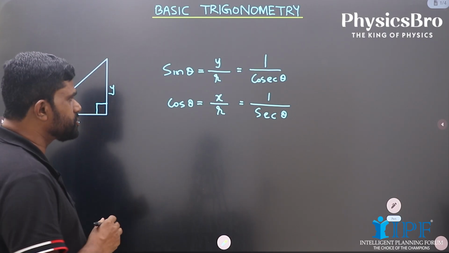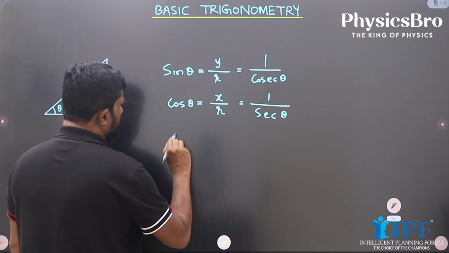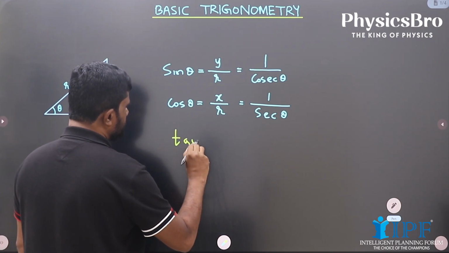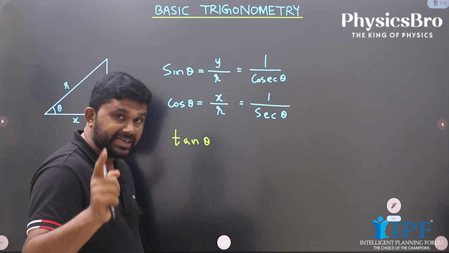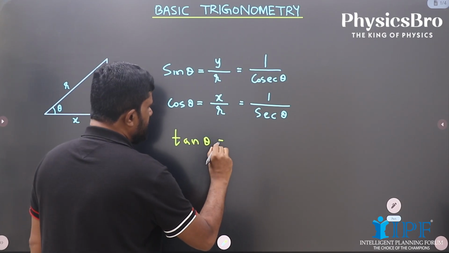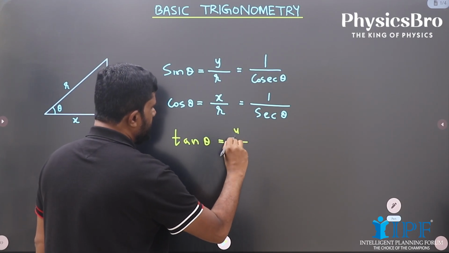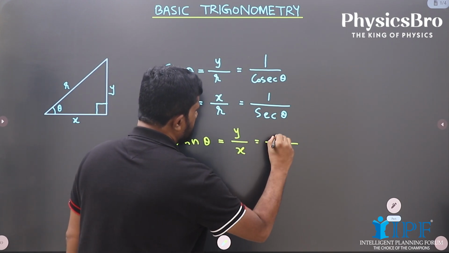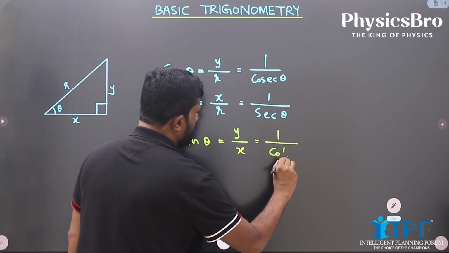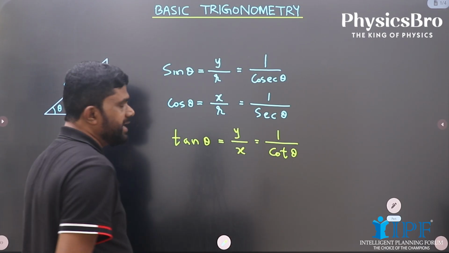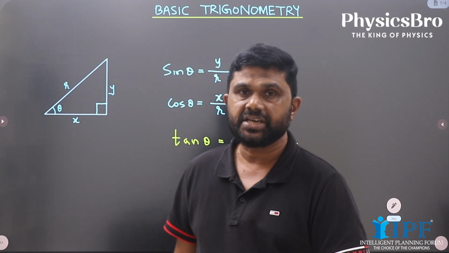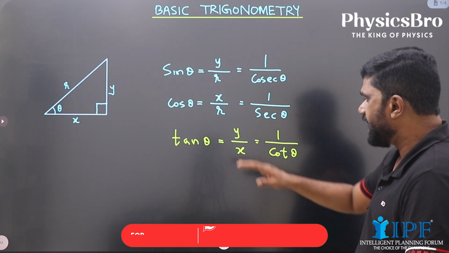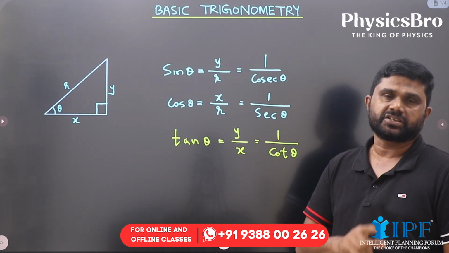Now, the third ratio is tan theta. It is actually tangent theta. Tan theta is opposite side divided by adjacent side, and it is also the reciprocal of cot theta, or we can say cot theta is 1 by tan theta. Tan theta and cot theta are co-functions.